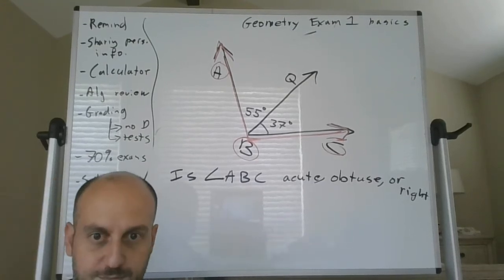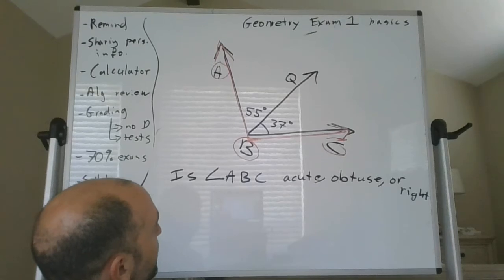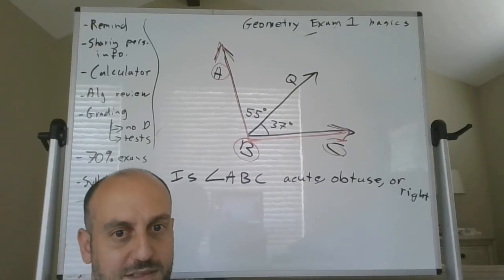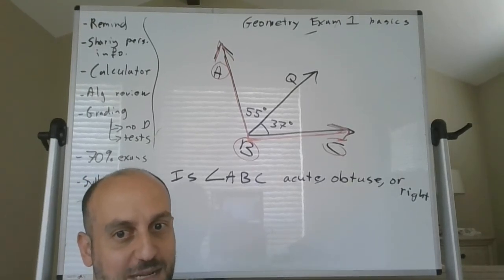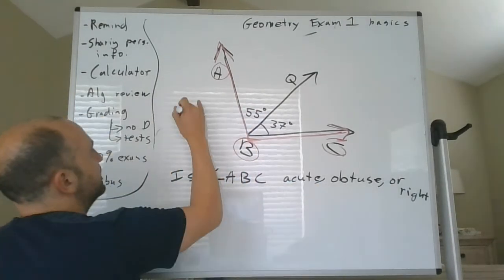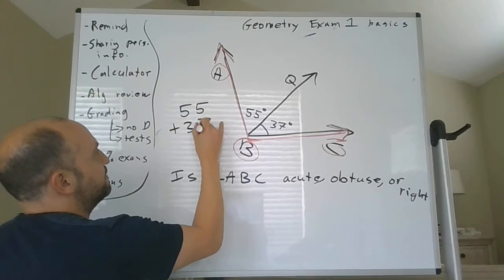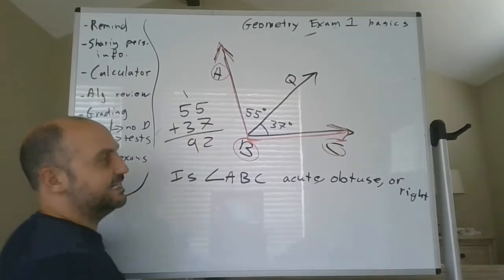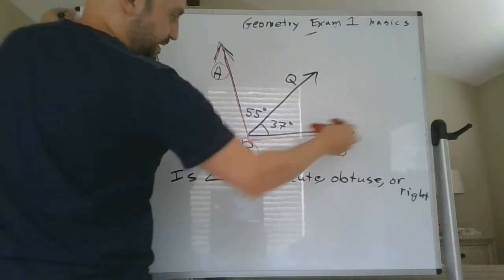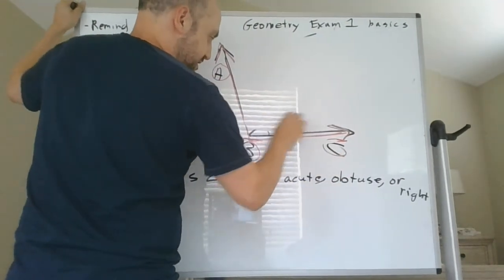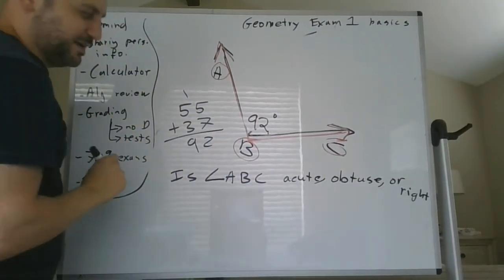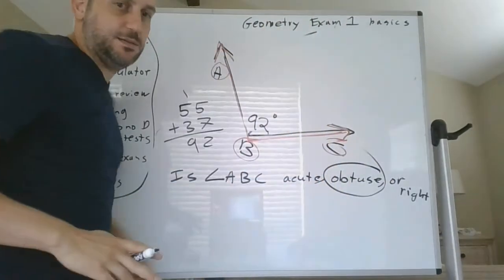Well, right means 90 degrees. Anything less than that is acute. But the thing is, this entire angle is composed of two separate angles. So how do I know what the whole angle is? Simple. You got two things that add up to one big thing. Add them up. So I'm going to add up 55 and 37. 55 plus 37 is going to give me 92. I'll erase this to make it cleaner. The whole big angle ABC is 92 degrees. And if that's 92 degrees, I know that's bigger than 90. Bigger than 90 means obtuse.